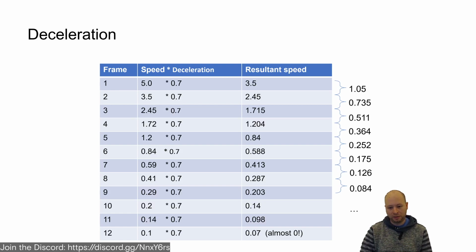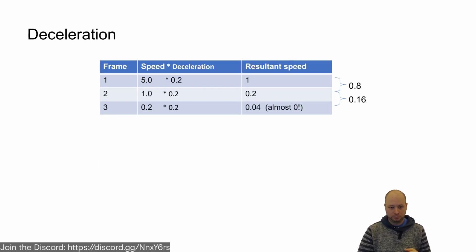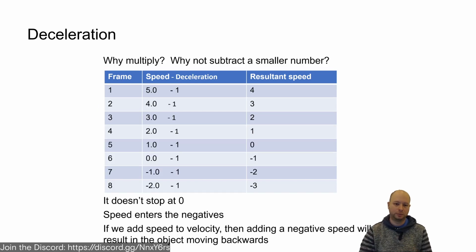So here's just an example. The math kind of pops out. You can see it keeps on getting less and less and less, but never quite zero. As you can see, almost zero, never quite zero.